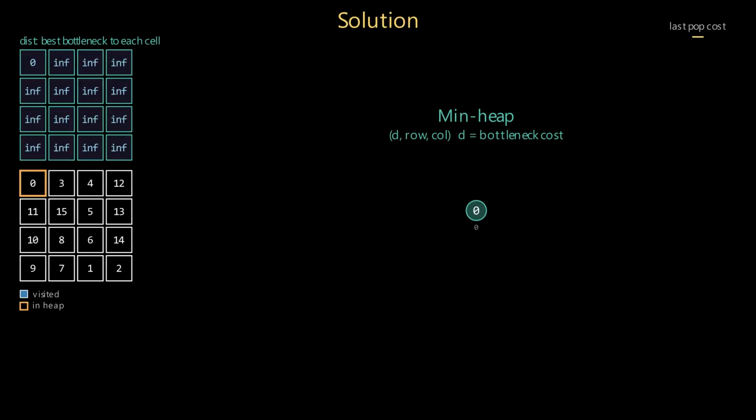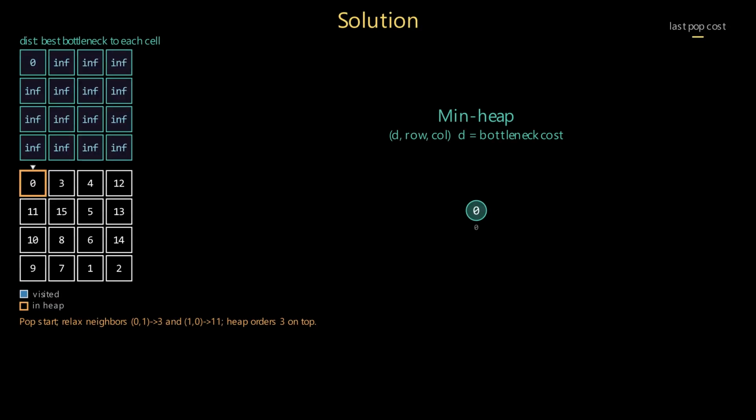Solution on this 4x4 grid, each cell shows elevation. We run Dijkstra where the cost to reach a cell is the worst elevation encountered along the way, the crossing time for that route. The start has height 0, so we push tuple cost 0 at row 0 column 0. A min heap always extracts the smallest cost next, so we always expand the easiest frontier first. First extraction removes the start.